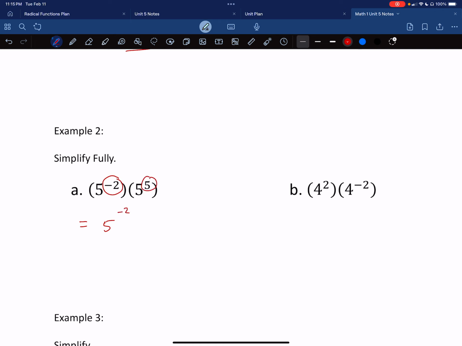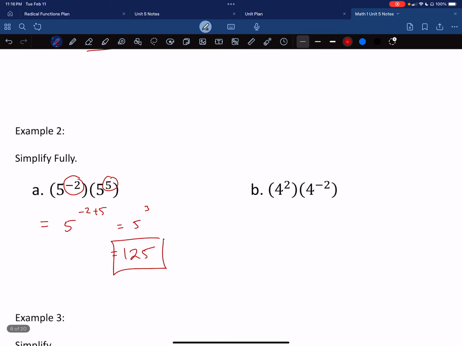So we're going to say negative 2 plus 5. Well, negative 2 plus 5 is just going to end up being 5 to the third power. 5 to the third power is just 5 times 5 times 5. That's 125. And you can use a calculator for this. If you cannot do that in your head, please use a calculator. There's a class set just for problems like this.